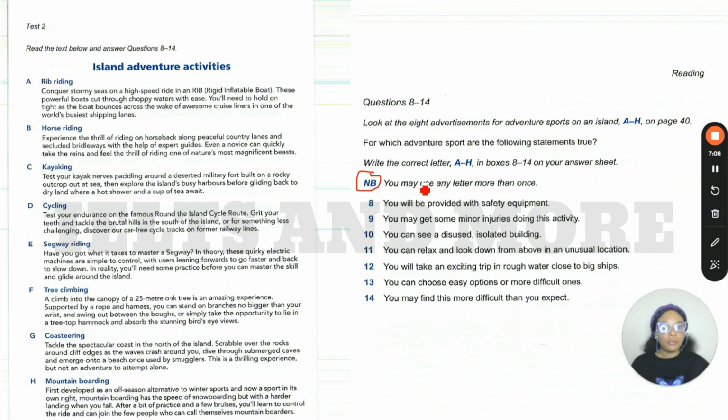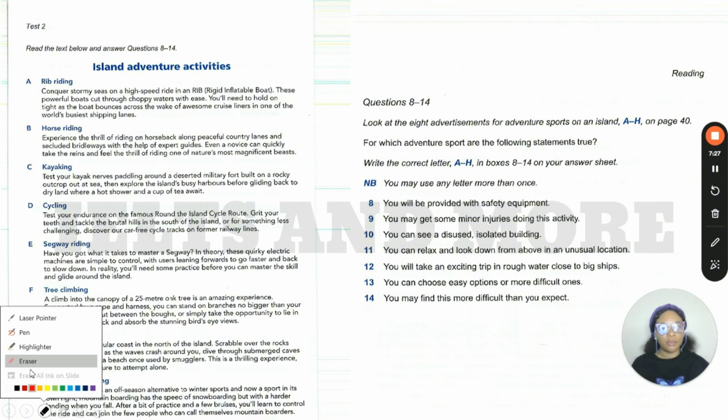right? You may use any letter more than once. You may use any letter more than once. That means you're allowed to, right? That means it's possible to get more than one piece of information from the same paragraph. So don't think that, oh, I've gotten one answer from paragraph D already, so this also cannot be D. No, you can have 2 answers being D. It's very possible. Okay? All right.